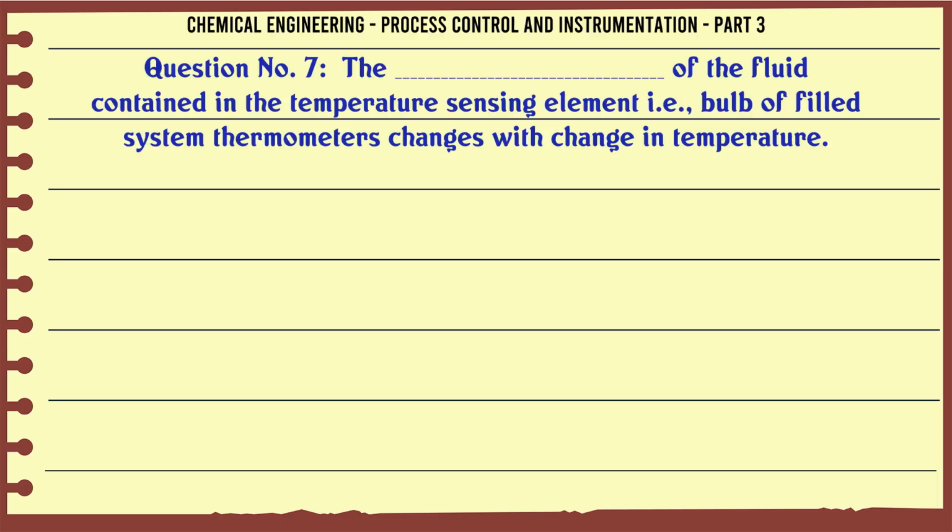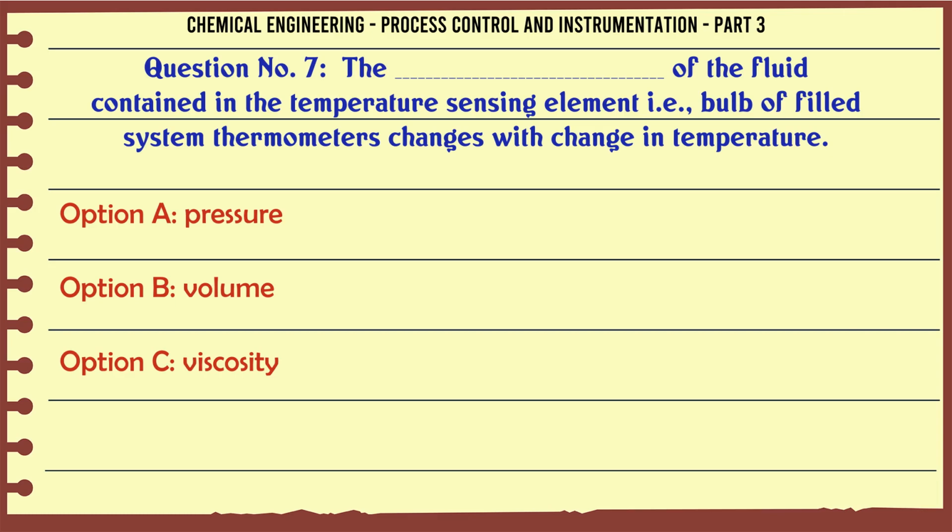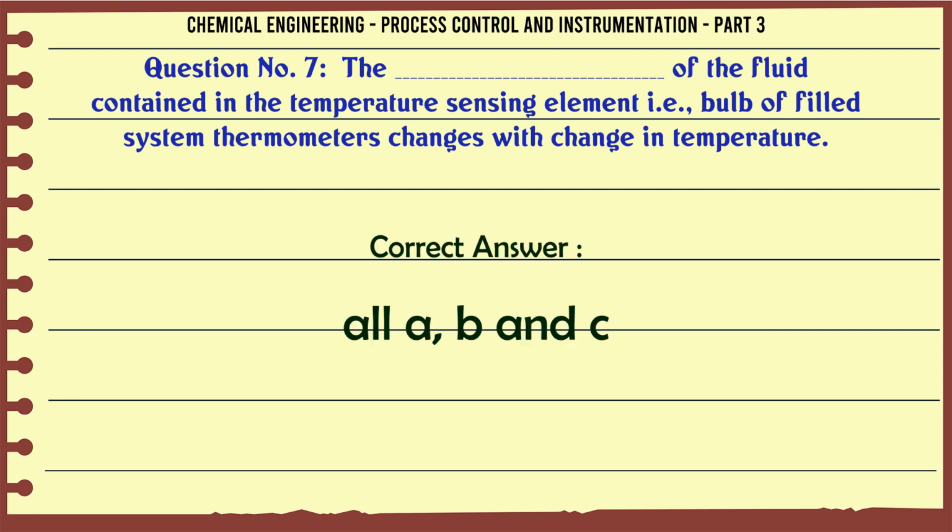The of the fluid contained in the temperature sensing element, i.e. bulb of filled system thermometers, changes with change in temperature. A. Pressure, B. Volume, C. Viscosity, D. All A, B and C. The correct answer is all A, B and C.